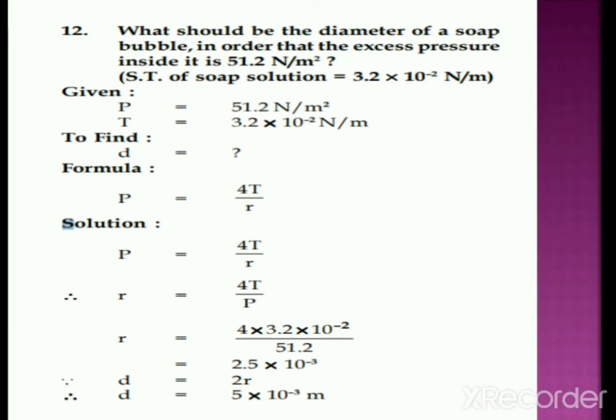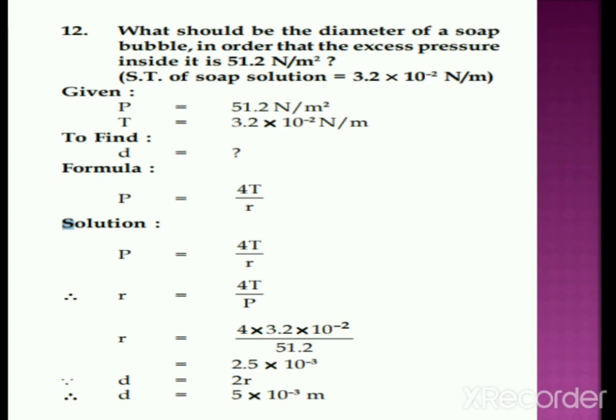Again see the example. What should be the diameter of a soap bubble in order that the excess pressure inside it is 51.2 Newton per meter square? Again here we have to find the diameter of the soap bubble, and the excess pressure is given. Surface tension of soap solution is also given, that is 3.2 into 10 raised to minus 2 Newton per meter. Now first write down the given things, that is pressure 51.2 Newton per meter square and surface tension T is equal to 3.2 into 10 raised to minus 2 Newton per meter. And we have to find the diameter of the soap bubble, D is equal to, that we have to find.